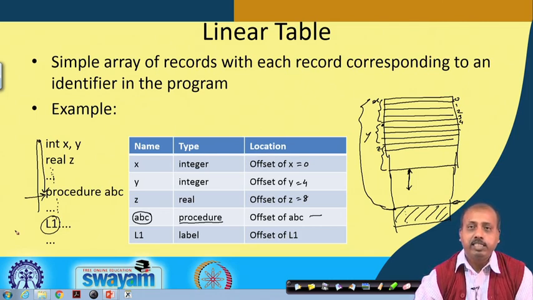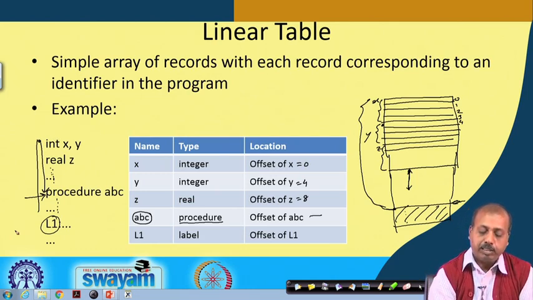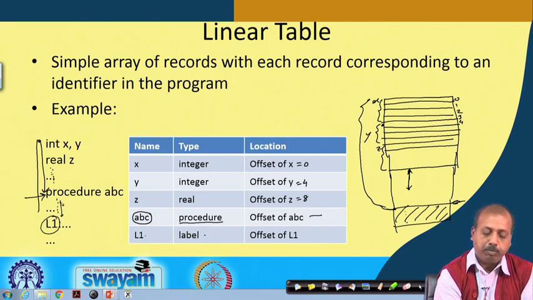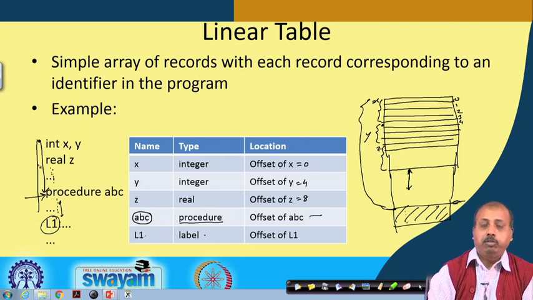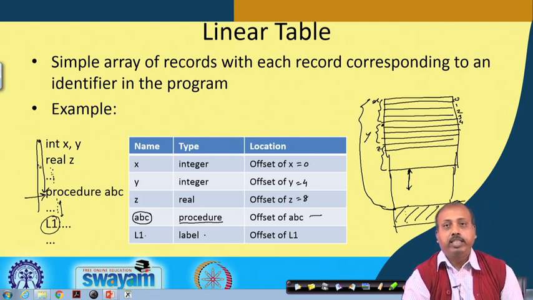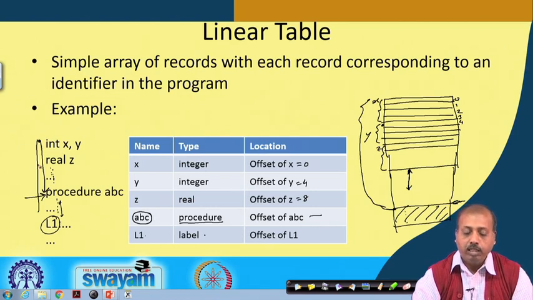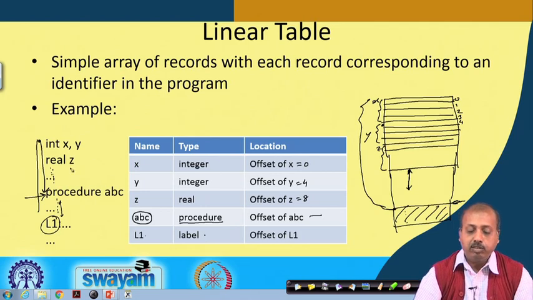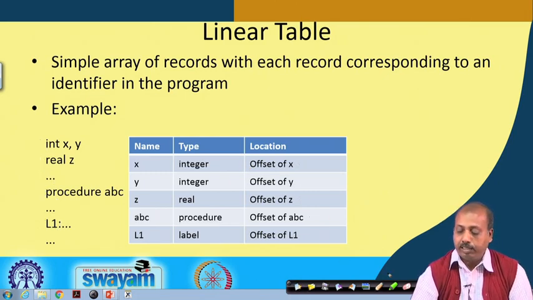But anyway, since it is an identifier in many programming languages, it is also kept in the symbol table that L1 is of type label, and similarly we can compute the offset of L1 from the beginning of the program. That way all the offsets are calculated, and those offset values are stored in the location part of the symbol table. So this is the linear table organization. It is simply an array of records, and each record has 3 fields: the name of the symbol, the type of the symbol, and the offset. So that way we can have this structure.